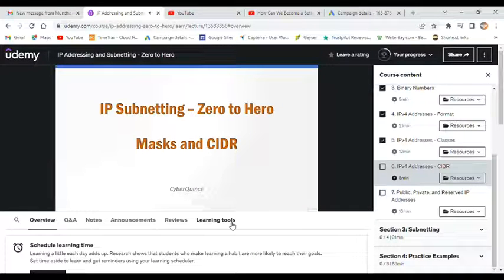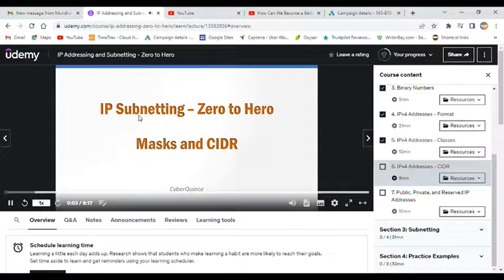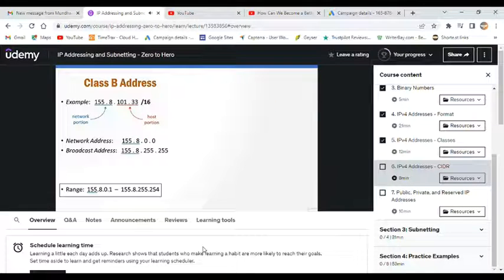As promised, in this lesson, we're going to talk about CIDR. CIDR stands for Classless Interdomain Routing, and we're going to start with an example right away. So we're going to use a class B address from the previous lesson, and what we're going to do is we're just going to change its mask. First, let's go through this example.